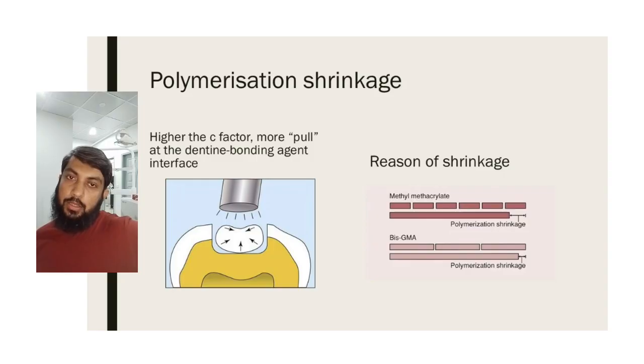Composite is polymerizing. You can see in this diagram, as a composite is polymerizing, many large chains of acrylics, all the resin composites, are getting joined together and the spaces are getting eliminated. So the composite which was like this, so it joined and the space in the middle is reduced. So it will cause shrinking.